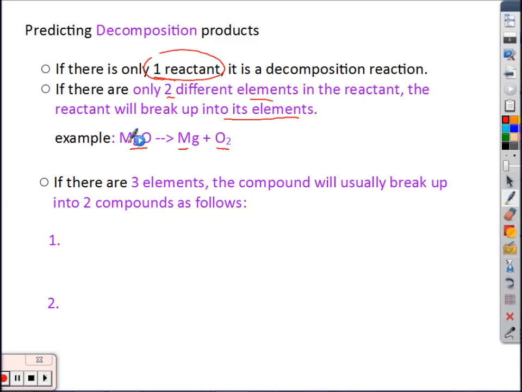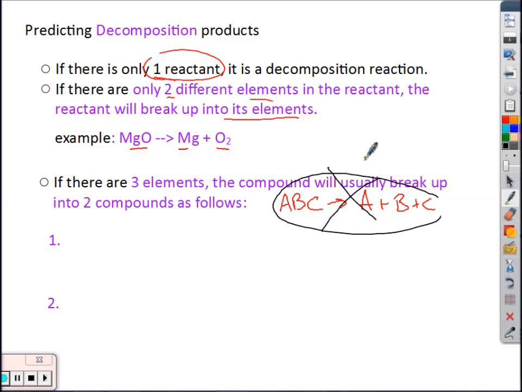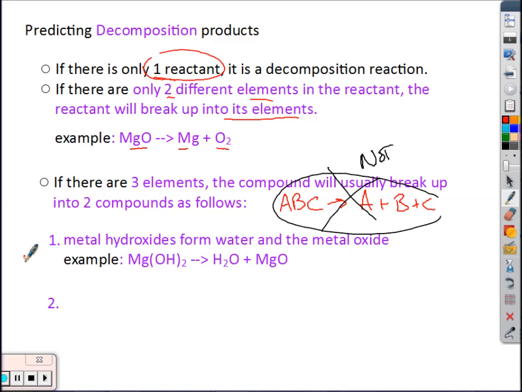If there are 3 elements, it often will break down into 2 simpler compounds. They're still compounds. It doesn't generally break up into 3 elements. If I have A, B, and C, it does not usually go to A plus B plus C. This usually does not happen. It usually breaks up into a couple different cases. The first case we're going to look at is when you have a metal hydroxide. Remember, hydroxide is this OH. If I have this metal hydroxide and I heat it or electrolyze it or do something to make it break up, it always breaks up into the metal oxide and water.